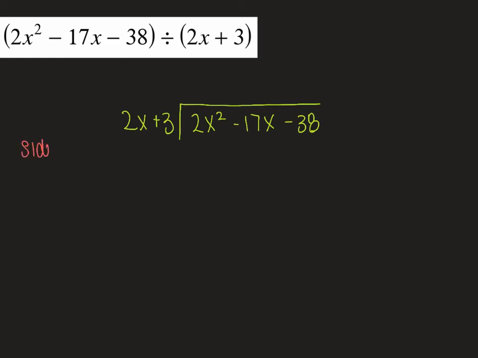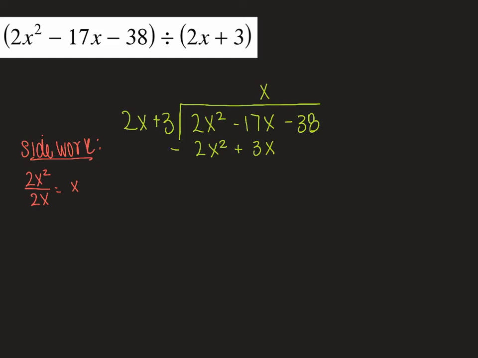So get a little area set up for yourself, or just do it on the side, doesn't matter. So we need some side work. We're going to divide 2x squared by 2x. When I do that, I end up with just x. And that will be the first thing I put on the top of my dividing sign. So now we've divided, we've written it, we want to multiply. So I'm going to do x times 2x, and I get 2x squared. And I do x times 3, and I get plus 3x.